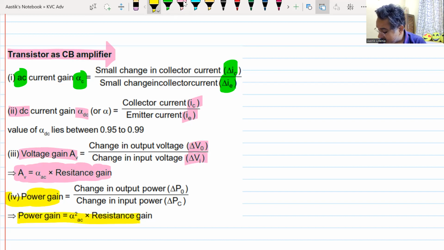Power gain will be alpha square into resistance gain, change in output power divided by change in input power. Gain is always output divided by input. Transistor means transfer of resistance. Resistance is gained, so current is gained and power is gained. Do we understand this? Yes, sir. I'll give you 2 minutes to note this down.